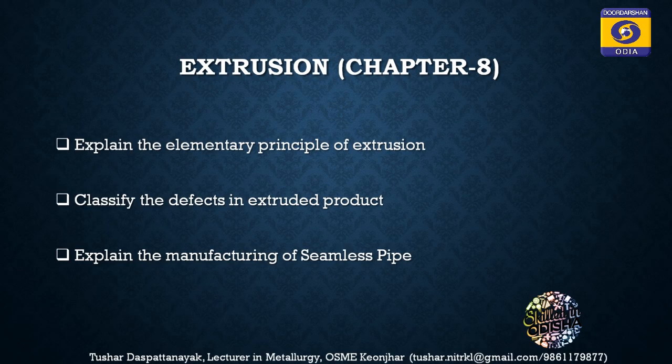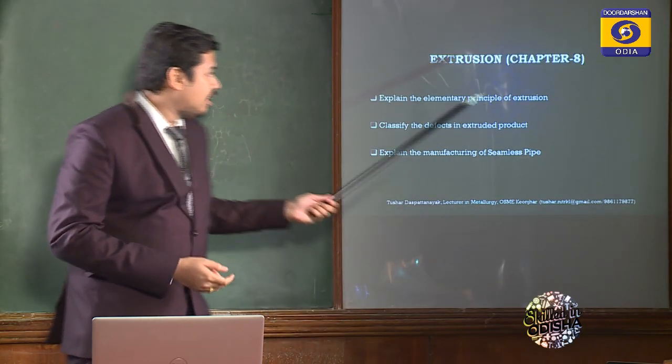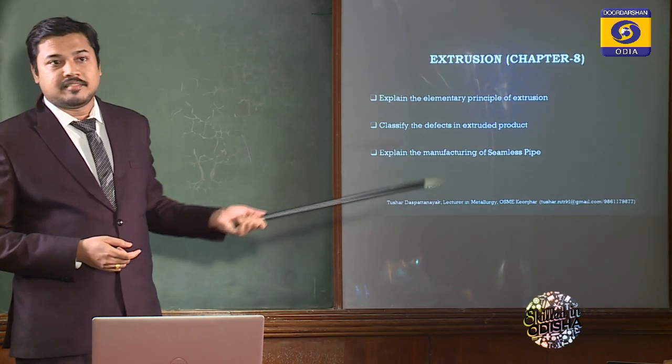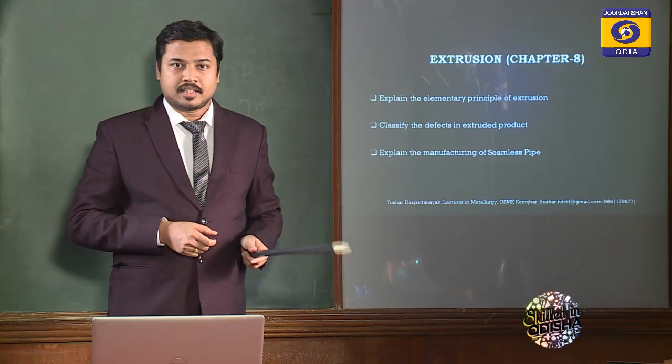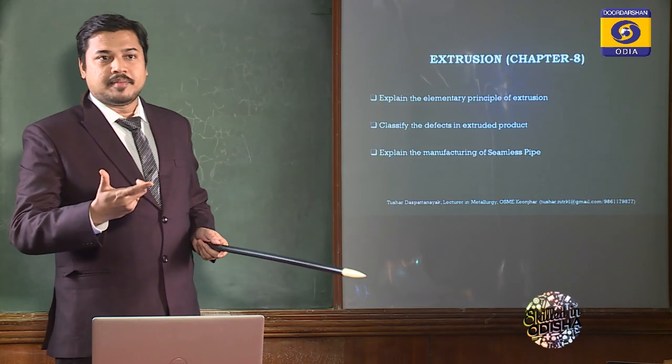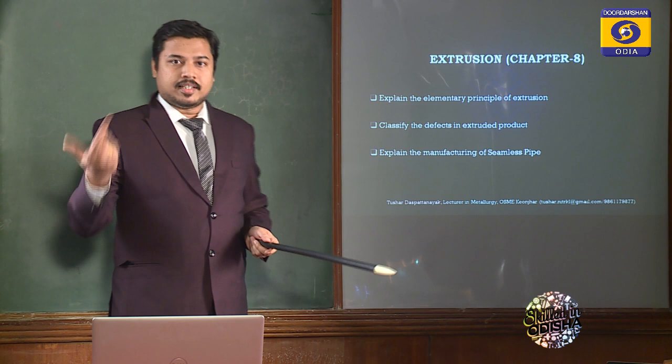This is chapter 8 of the syllabus. You can refer, students, chapter 8 of mechanical metallurgy, that is extrusion. I'll be taking your class on extrusion for the next 25 minutes. This is the syllabus as prescribed by SCTVT. First is explain the elementary principle of extrusion. Second is classify the defects in extruded product. Third is explain the manufacturing of seamless pipe. We'll start with the elementary principle, then we'll move further.